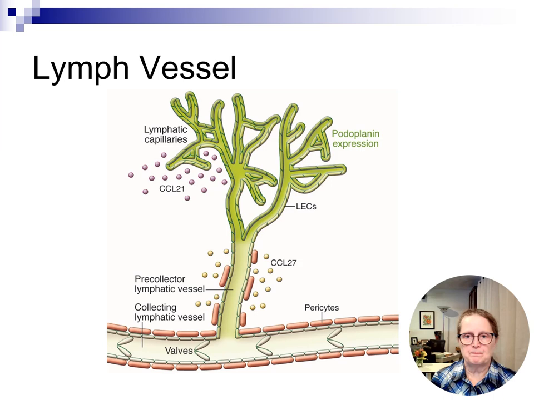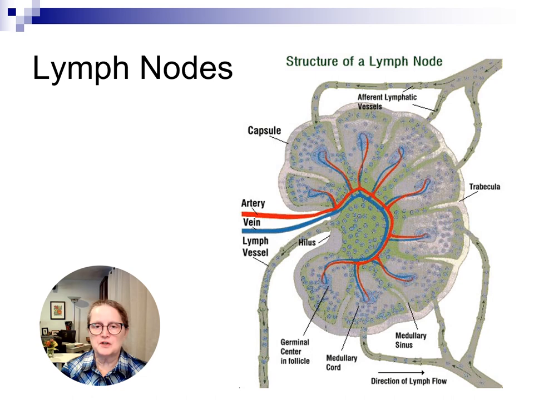Lymph nodes are the biologic filter of our lymphatic system. They work to clean the lymph and play a significant role in our immune responses as a result. Many people describe our lymphatic system as the body's sewer system, and the lymph nodes are therefore the treatment plants.